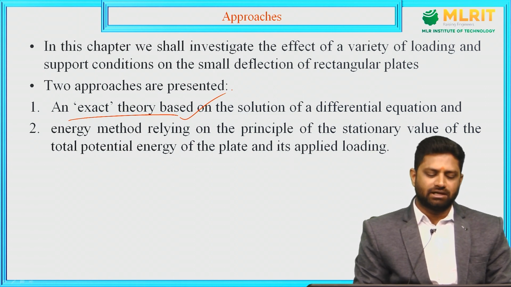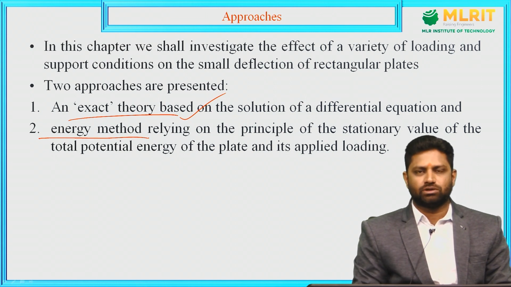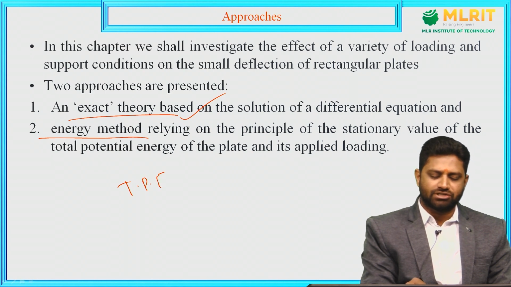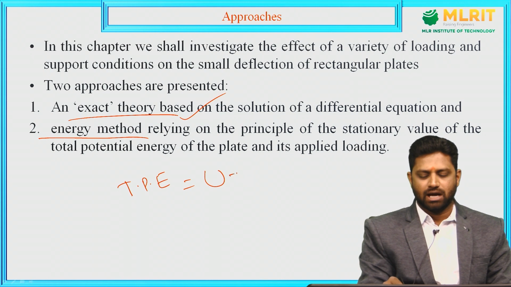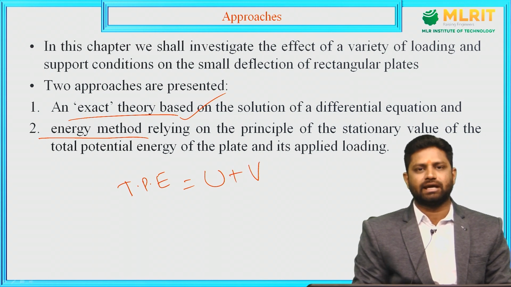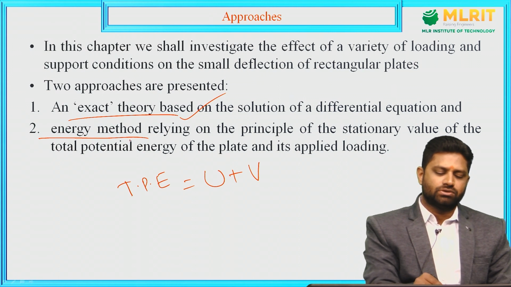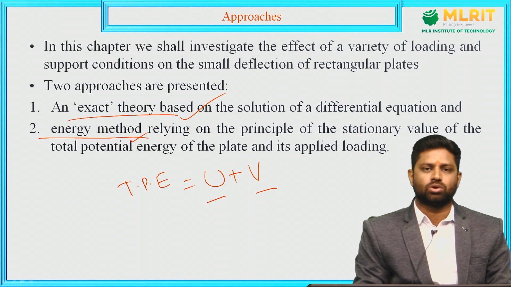And the second method is the energy method. Now in this energy method, as we know, it relies on the principle of stationary value of the total potential energy of the plate, and the total potential energy is equal to the summation of the strain energy, capital U, and the potential energy of the applied loading, capital V. So when we use this energy method, we should find both expressions: the total strain energy stored as well as the potential energy of the applied loading.